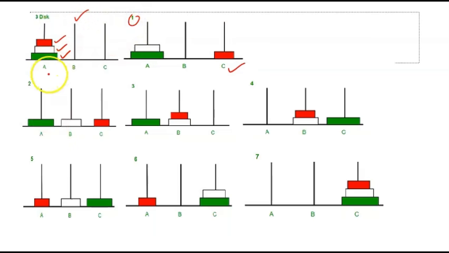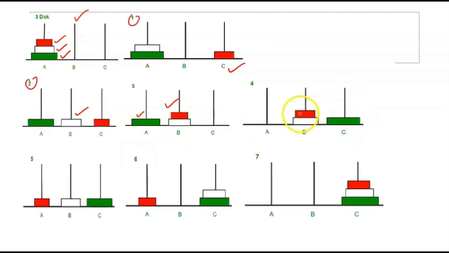In the second step, now we have this situation, so we are going to move the white over here. This is step number 2. In step number 3, we are going to place this red over this white. In step number 4, we are going to move this green from peg A to peg C. So this is how it looks.